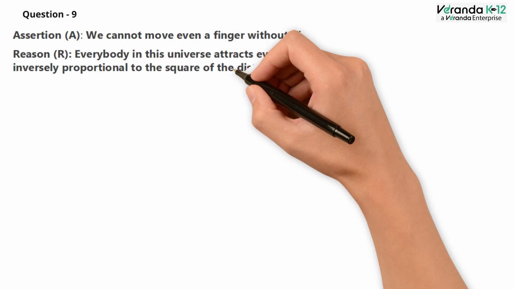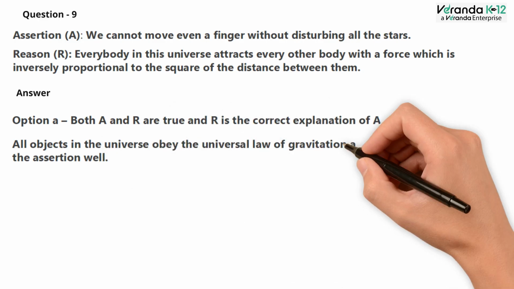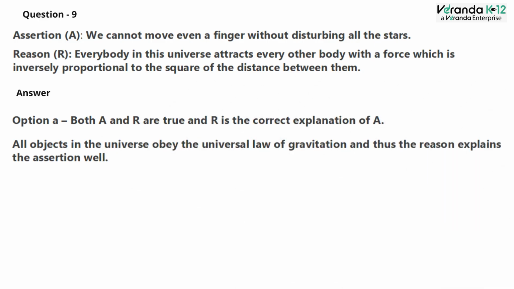Question number 9. Assertion: we cannot move even a finger without disturbing all the stars. Reason: every body in this universe attracts every other body with a force which is inversely proportional to the square of the distance between them. And the answer is option A. Both A and R are true and R is the correct explanation of A. This is because all objects in the universe obey the universal law of gravitation, and thus the reason explains the assertion well.